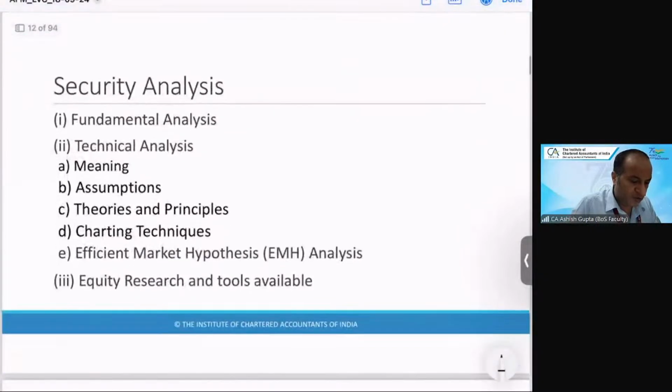Now next we come to security analysis. This topic, security analysis, is very important.